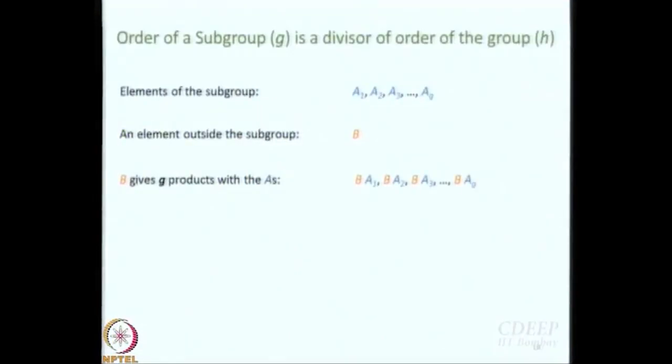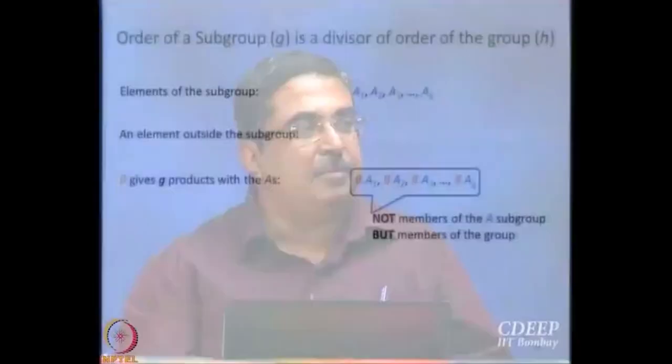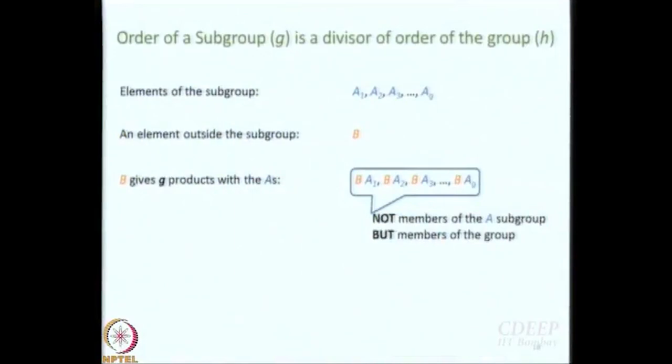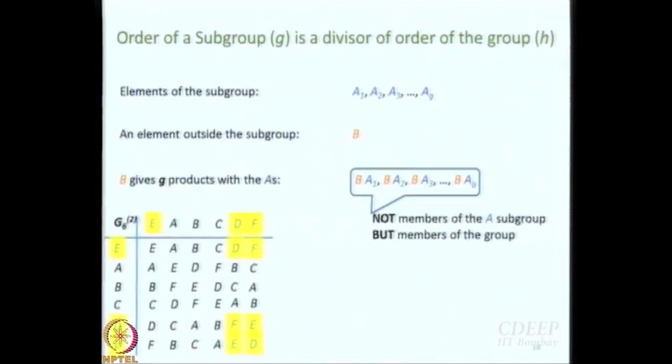There will be G products between B and the A's. And I think everybody understands that these BA1, BA2, BA3, etc. cannot be members of the subgroup, cannot be elements of the subgroup. They are not members of the subgroup, but they are members of the group. Okay? Let's look at that example, C6v.